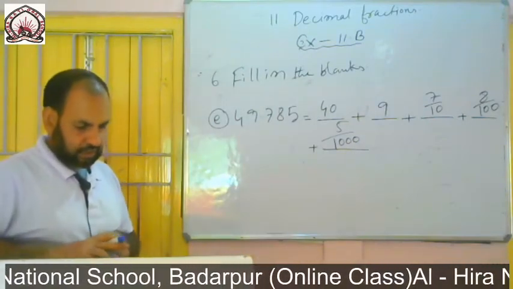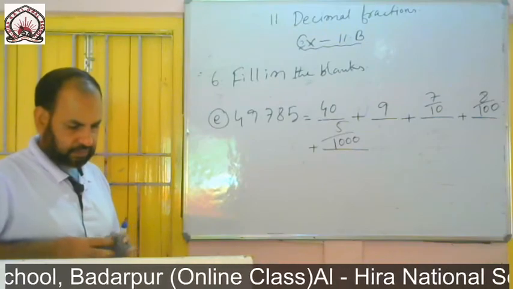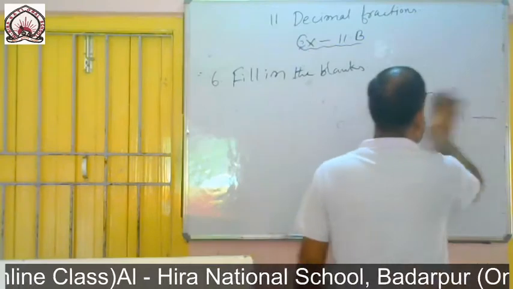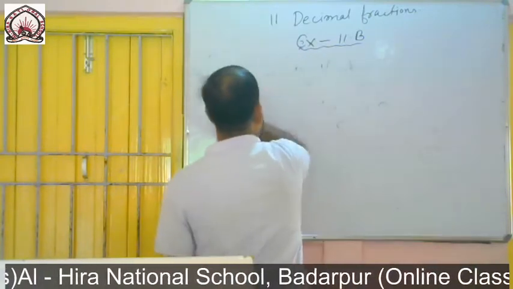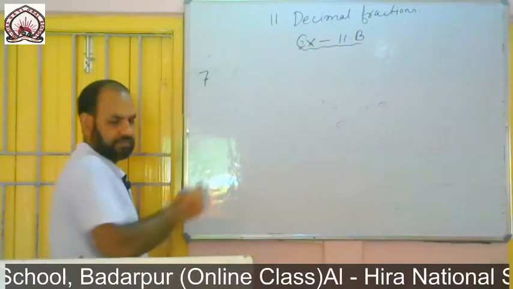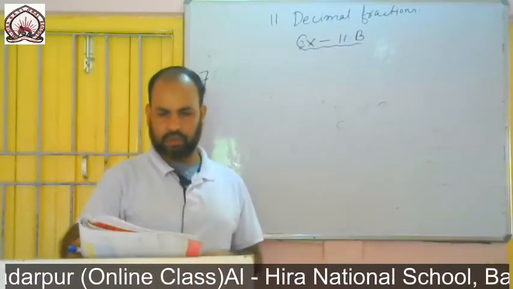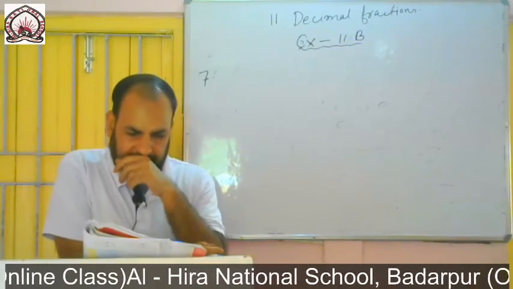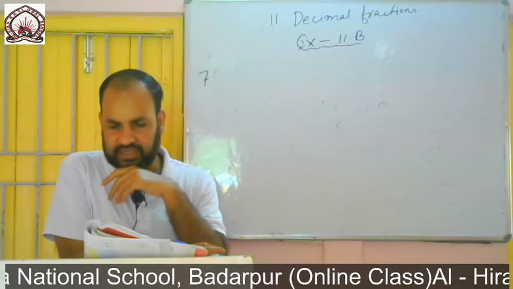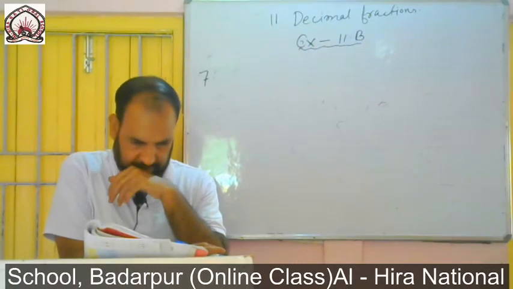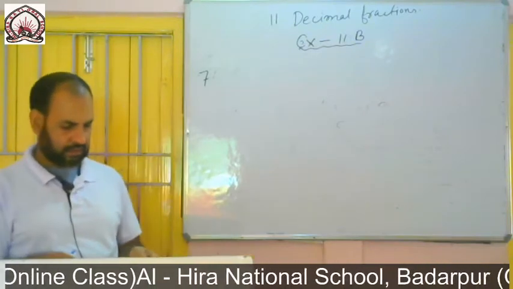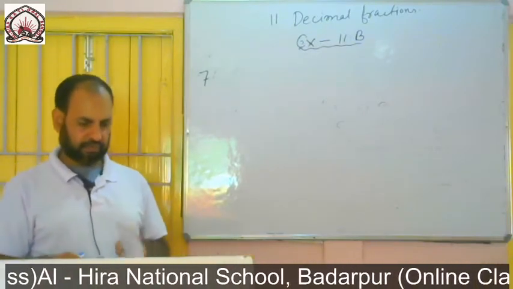Next question number 7. See in your book. Write in expanded form the decimal parts. Write the values as common fractions. So first we write the expanded form.